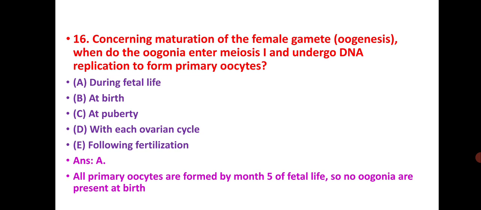All primary oocytes are formed by the 5th month of fetal life. So no oogonia are present at birth. The answer will be A, that is during fetal life.